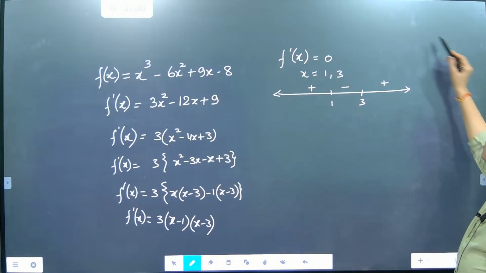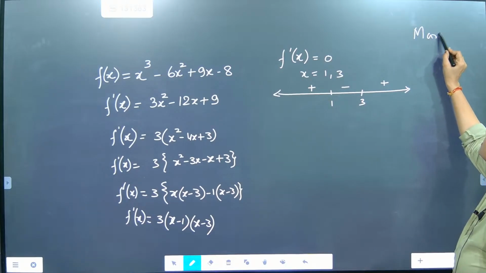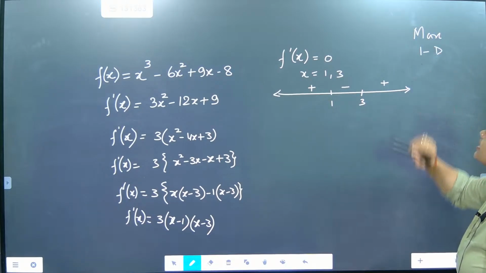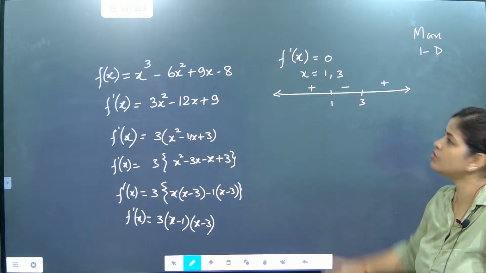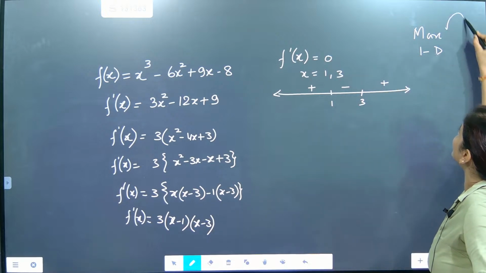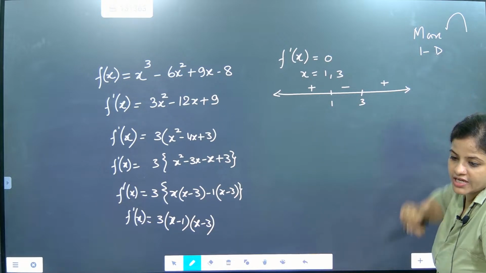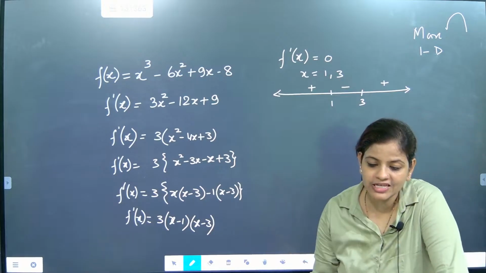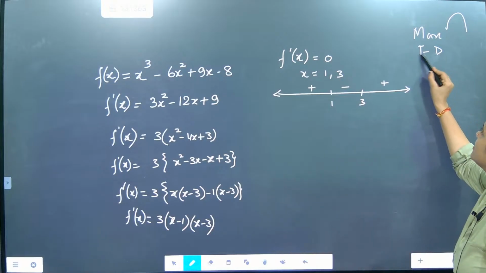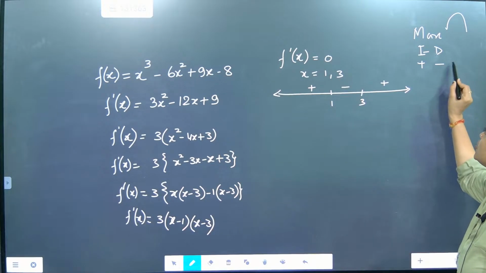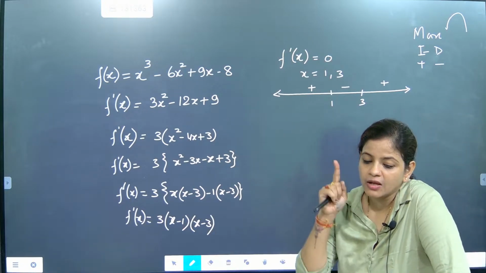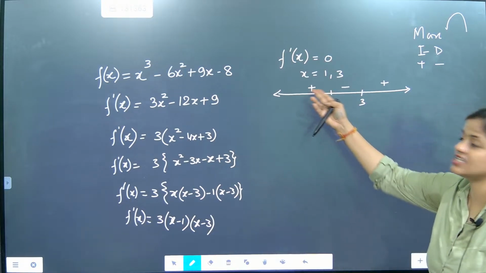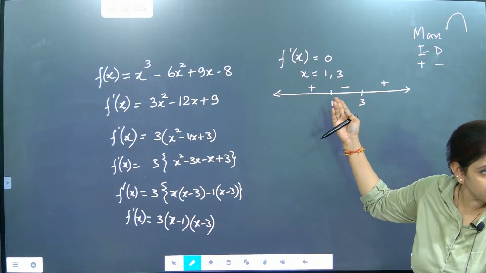Now for maxima, always remember one thing: maxima means increase to decrease. Understood? Our curve is like this, so increase to decrease. Increase is where, beta? How are we going to check? Plus to minus. So the left side is plus, right side is minus.